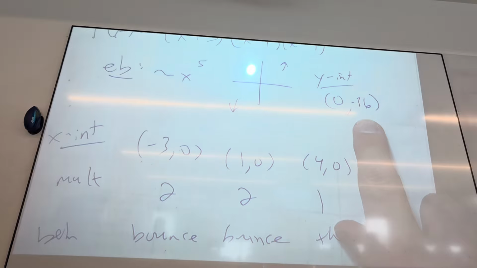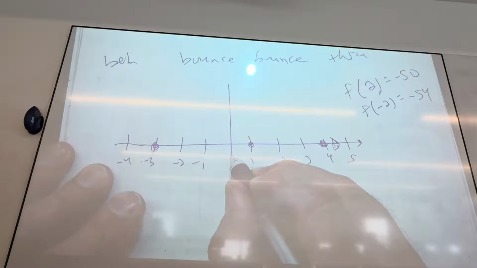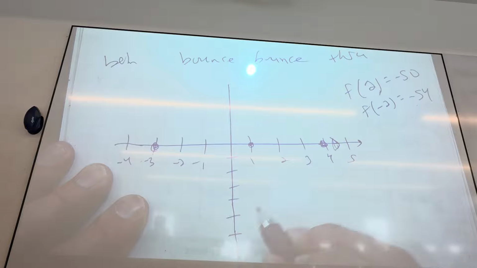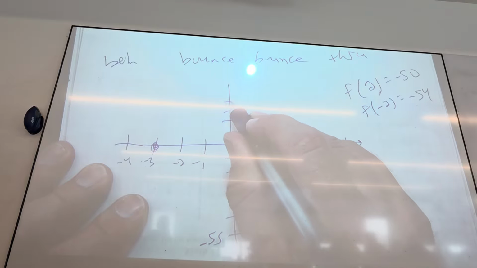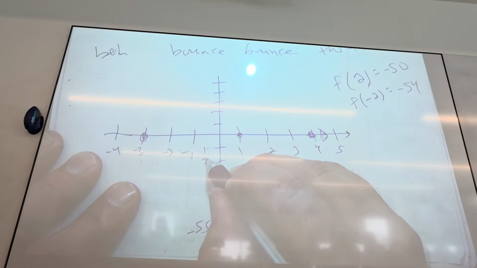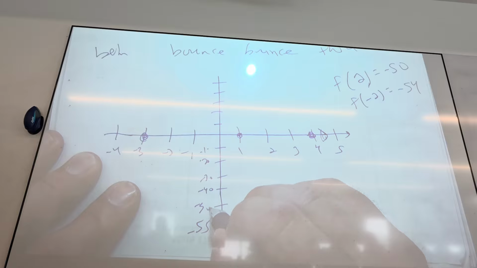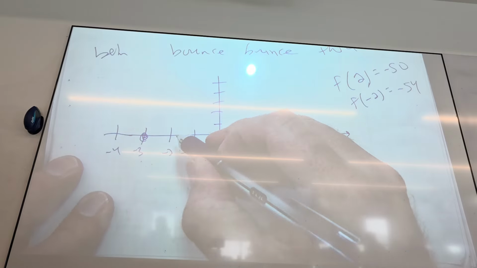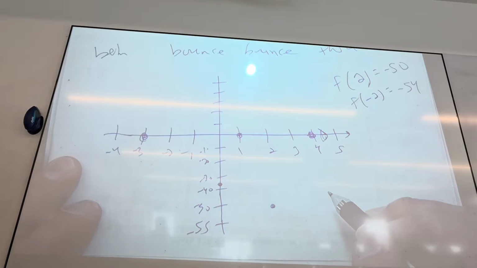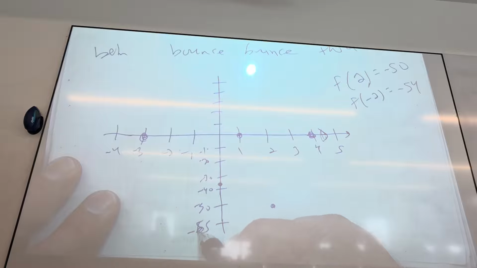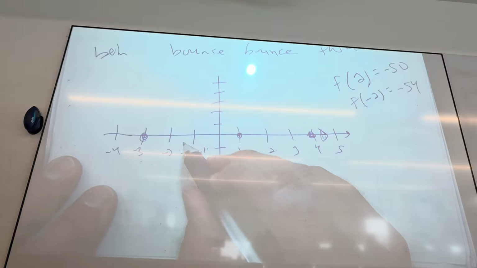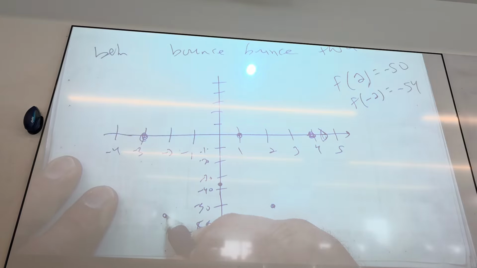So I want to make my scale go up to 54, so I'm going to make a scale by, what do you got? We'll do 10s. 10, 20, 30, 40, 50. So my y-intercept is 0, negative 36. Negative 36 is right there. f of 2 is negative 50, and f of negative 2 is negative 54. You missed your scale? I went by 10s to 50; you did 5s. Oh, neat. And then negative 2, negative 54.